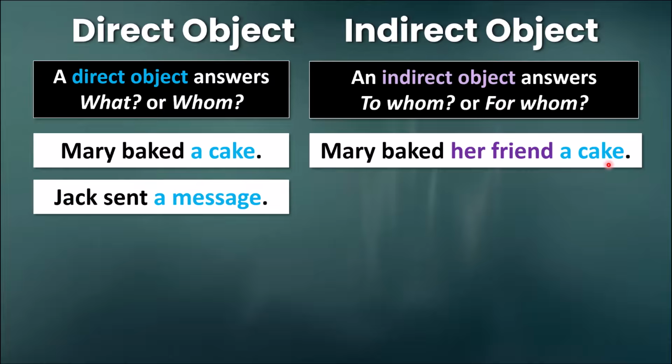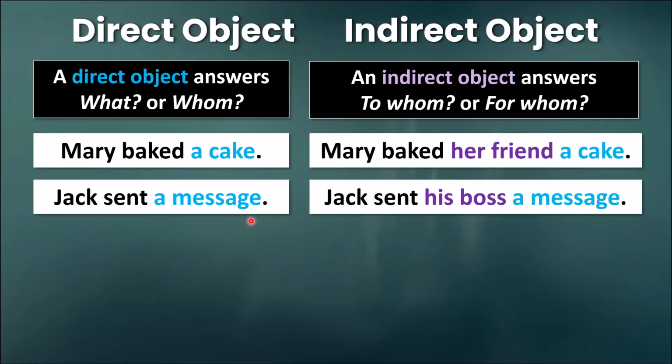Another example, Jack sent a message. What did Jack send? He sent a message. So a message is a direct object. Whereas Jack sent his boss a message. To whom did Jack send a message? He sent a message to his boss. So his boss is an indirect object, and a message is still the direct object of this sentence.